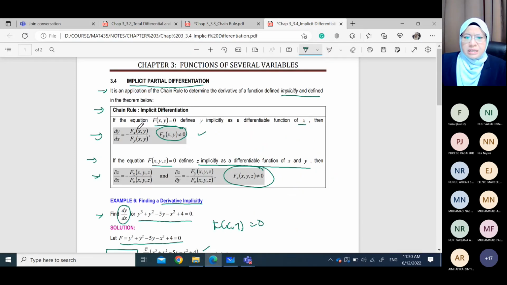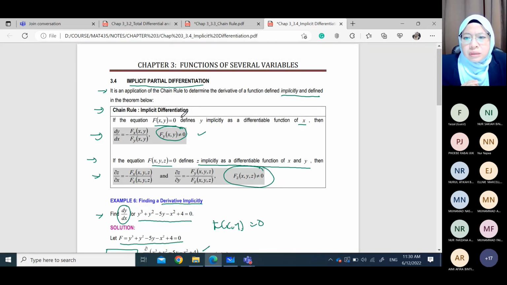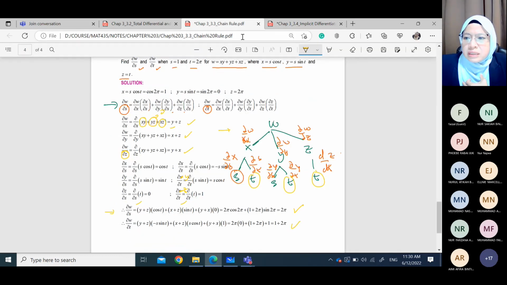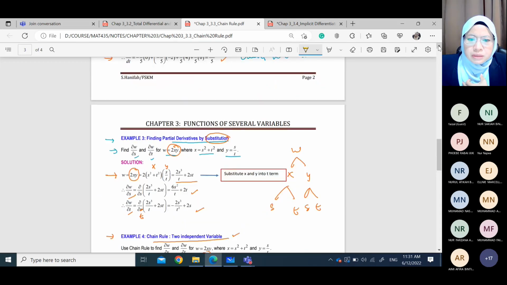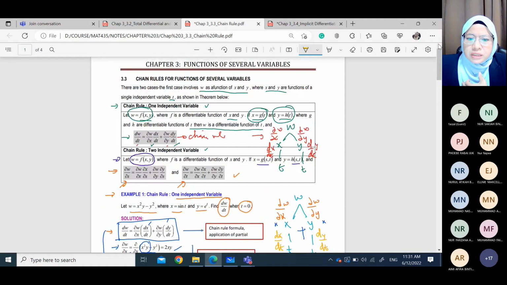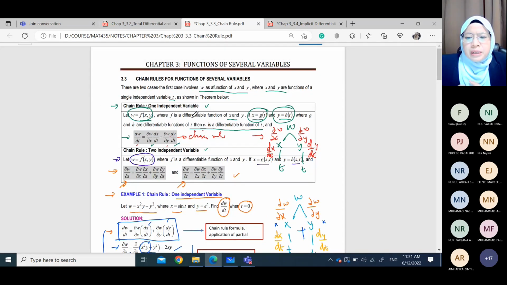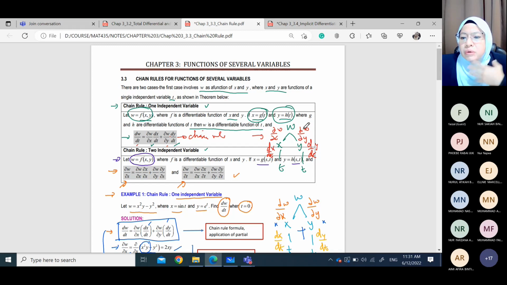So kat sini sama jugalah, kita dah tahu bila kita boleh gunakan chain rule. Kita boleh gunakan chain rule apabila ia melibatkan function yang berangkai. Okay, contohnya sebelum ni kita ada function x dan juga y. So we have this function which involve x and y, tetapi x and y itu depending kepada variable yang lain, contohnya t. They depend pada one variable.